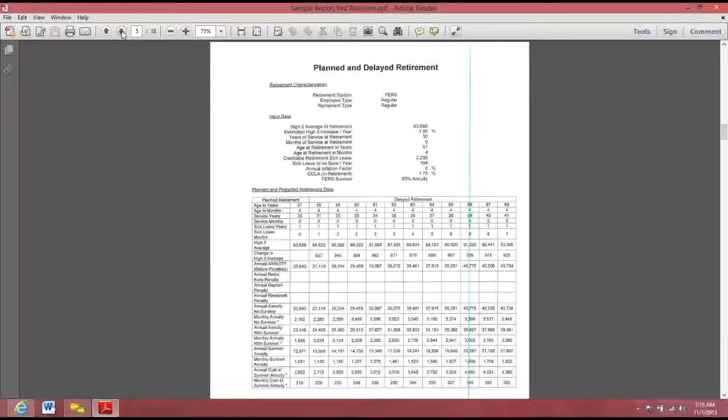So at age 57, the monthly annuity with Survivor is going to be $1,946. The monthly Survivor annuity is going to be $1,081, and the cost is $216. So those numbers in that first column correlate with the summary page. And if you move out to age 60, you'll see that the monthly Survivor annuity went from $1,081 to $1,227. So it's a good page for those folks to estimate.